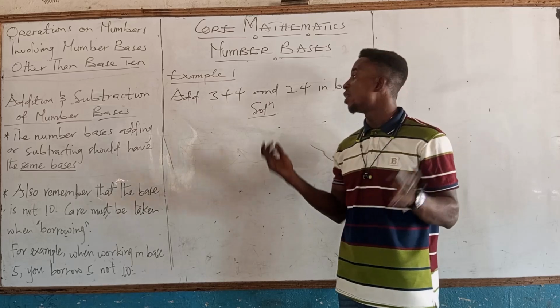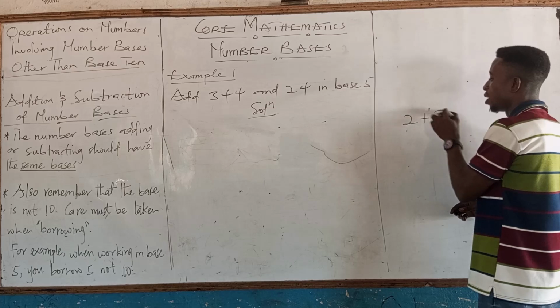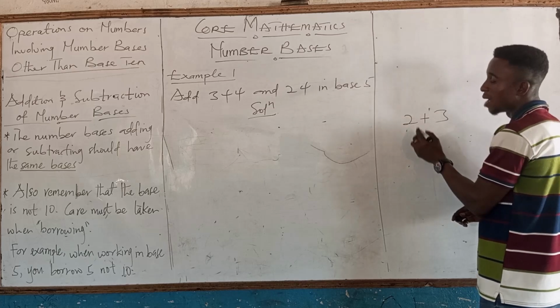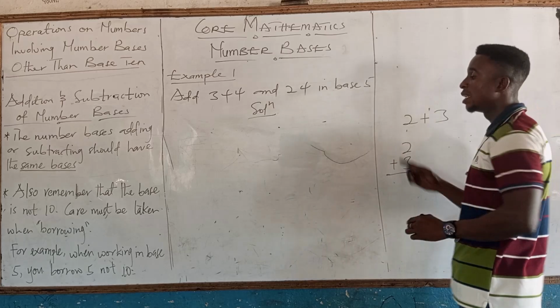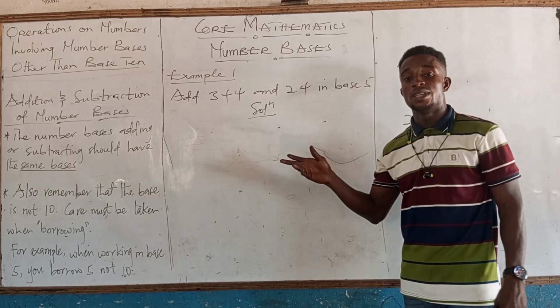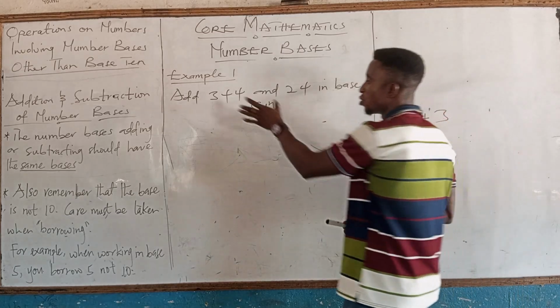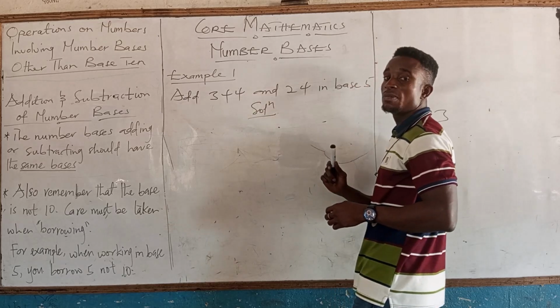We have the horizontal way. This I can have, let's say, 2 plus 3. This is the horizontal way. But the vertical way is 2 plus 3 this way. So normally this is how we add and subtract number bases. Please, are we getting that? So I'm going to arrange this one, and they are in base 5. So this one is in base 5. This one too is also in base 5.